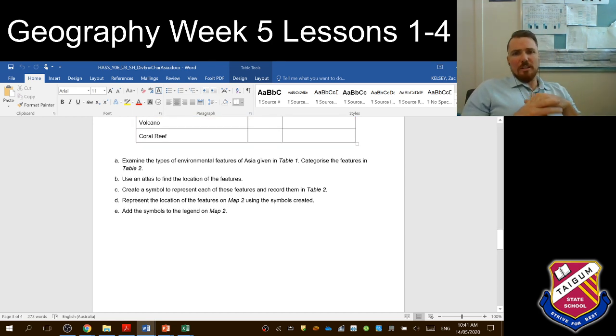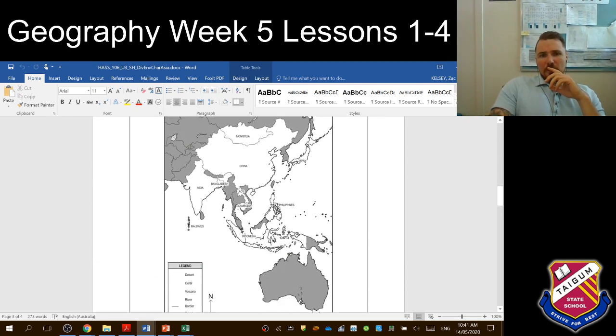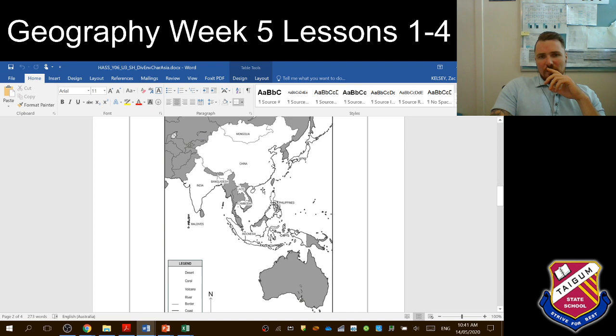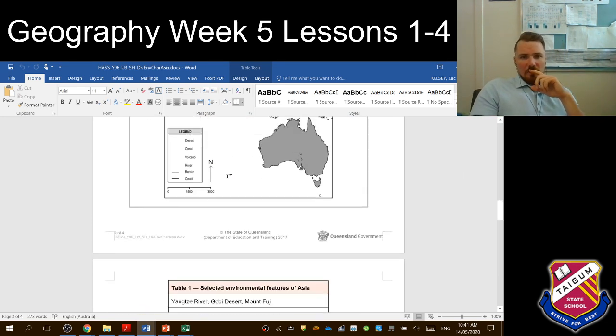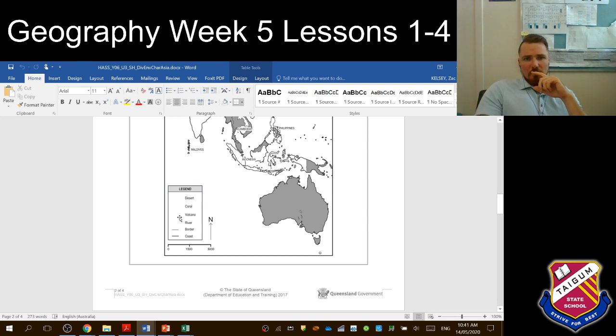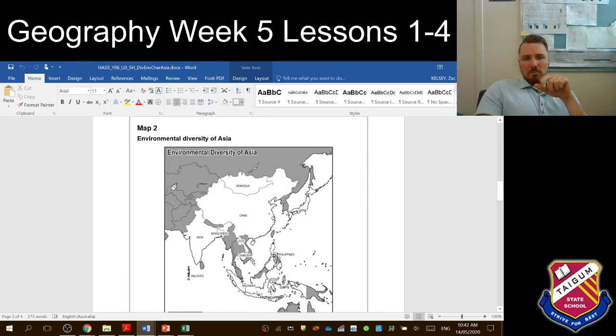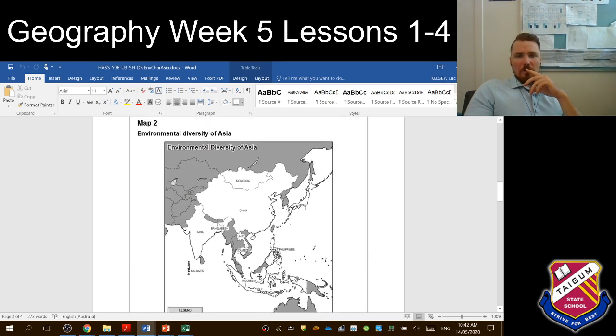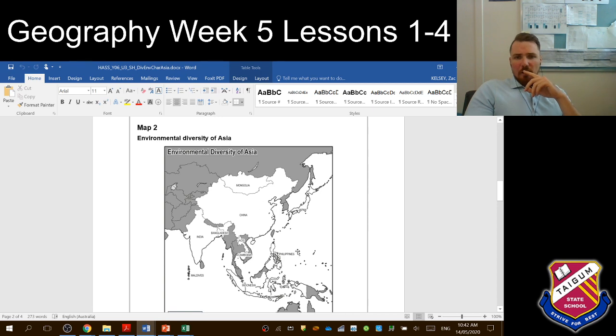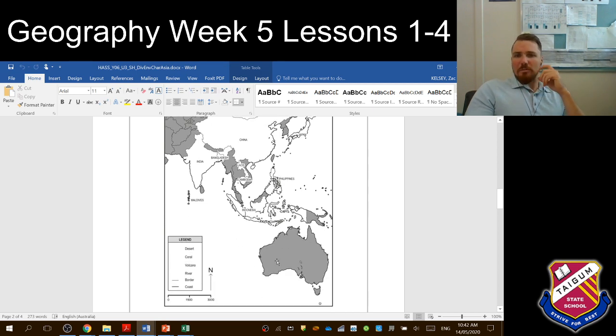Represent the location of the features on the map using symbols. So on your map in map 2 here, you need to actually put them on your map using the symbol, and then you'll put a label as well. And add the symbols to the legend. So here it has desert, coral, volcano, and river. This is where you'll put your symbols, and then those important ones that we listed, the Ganges, the Yangtze River, the Gobi Desert, all those ones, you will locate them on this map using the symbols that you chose.